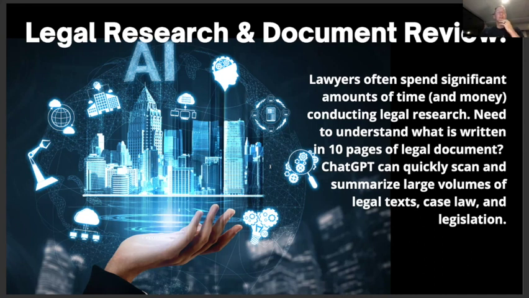If you need to distill down what either your opposing counsel or your lawyer is saying to you, you can ask ChatGPT to help you understand what's being written, or to synopsize or give you a summary of what's being said in a 10 or 20 page legal document. It can effectively scan and summarize large volumes of text or case law and legislation.